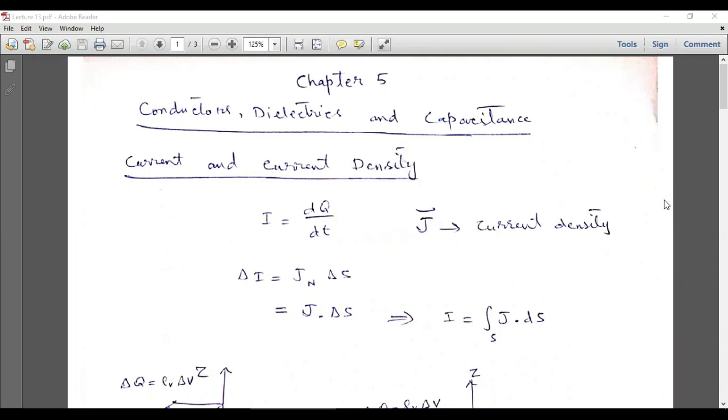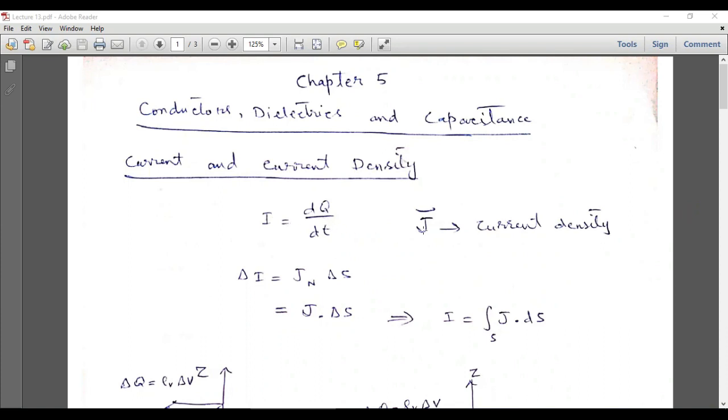From the fifth chapter, we will be dealing with moving charges, and the study of moving charges is called electrodynamics. And whenever the charge is moving with the passage of time, we will say that the current is flowing. So the definition of current is the time rate of change of charge. So I is equal to dq by dt.